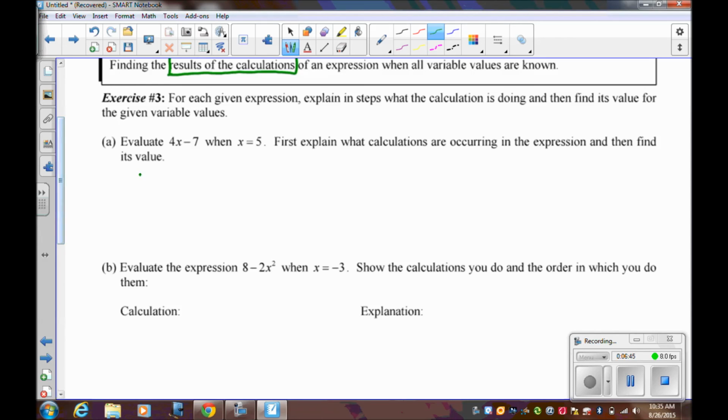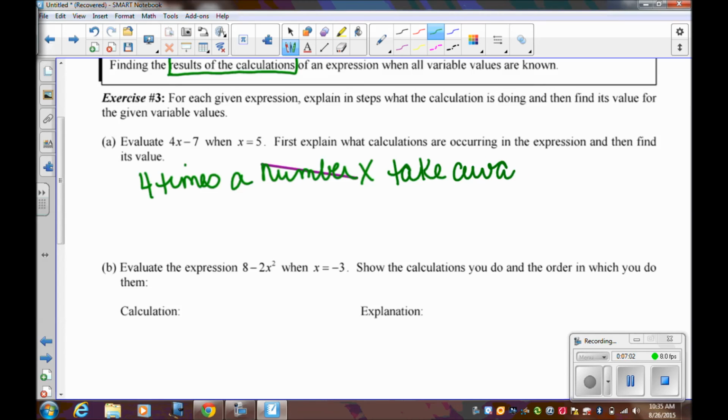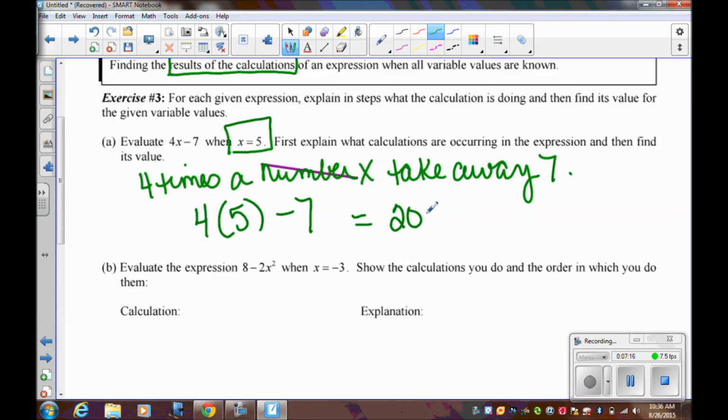So we're saying 4 times a number x. Whoops, I don't know where that big purple line came from. Take away 7. So that's what's occurring. So now let's do, if we know that x is 5, 4 times 5 minus 7. So order of operations says 4 times 5 is 20 minus 7, which leaves us with a value of 13. Okay.